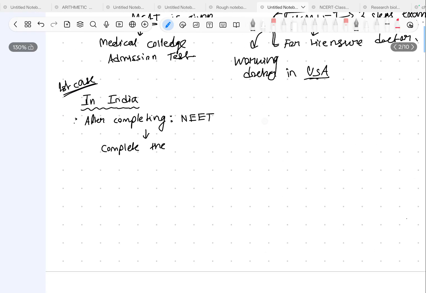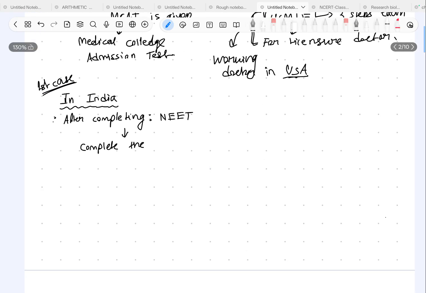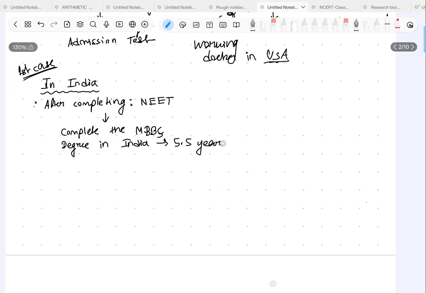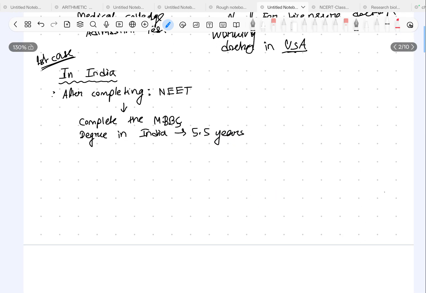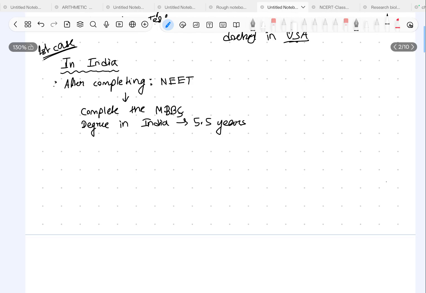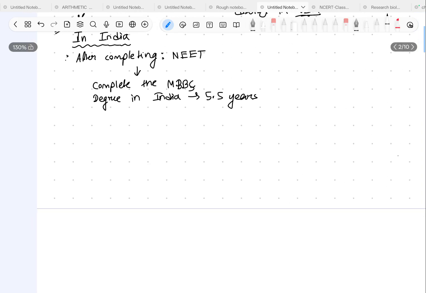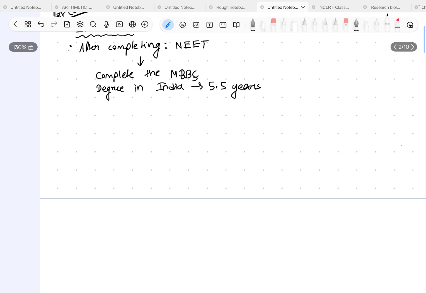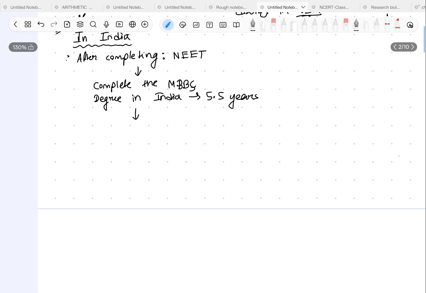The first case tells that you are in India, and after completing NEET you will complete the MBBS degree in India, which is of 5.5 years, that is, 5 years and 5 months. So after completing the NEET and the MBBS degree in India, you can go directly to giving the USMLE exam.